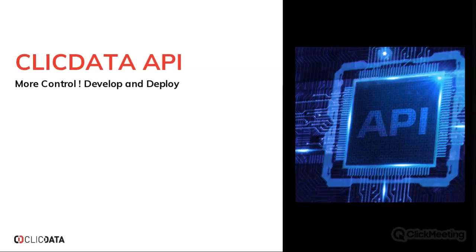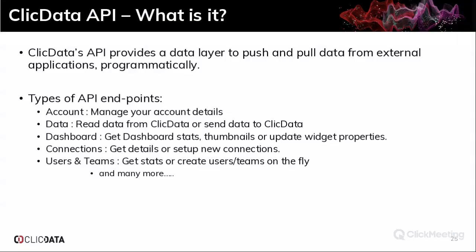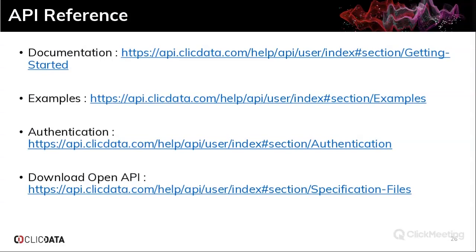Okay, the next section we're going to cover is the ClicData API. For those who are not familiar with API, what does an API typically do? An API is a data layer that allows you to push and pull data from external applications in an automated fashion. ClicData also supports an API that you can use to start developing external applications. With the API, you can connect to accounts, data, dashboards, and connections. We have an entire list of documentation that we are going to provide. We'll be sending out this presentation, so you have links to the documentation.